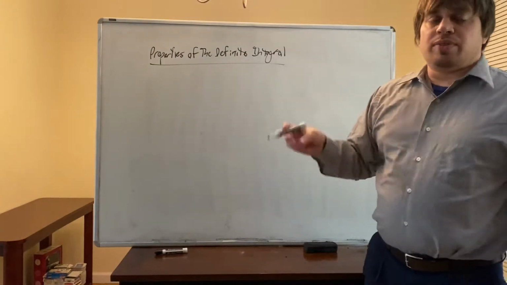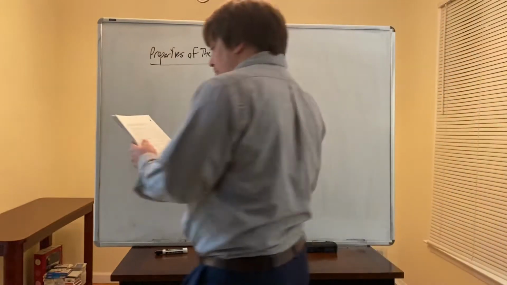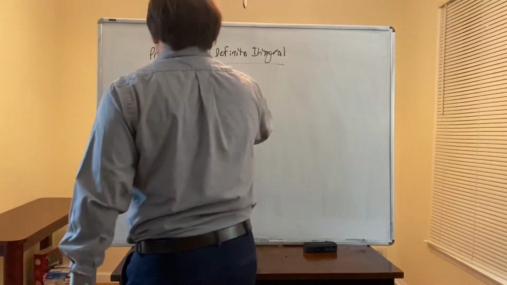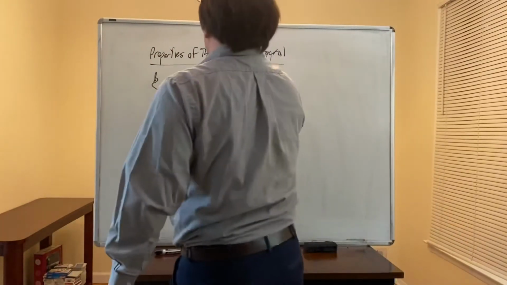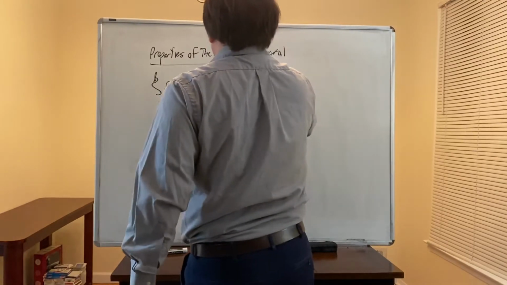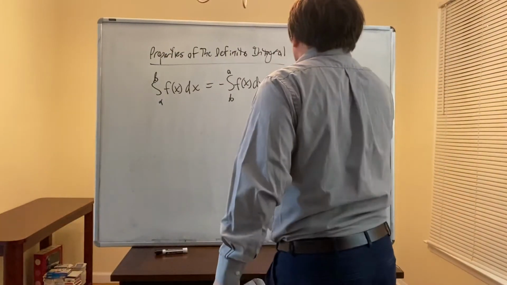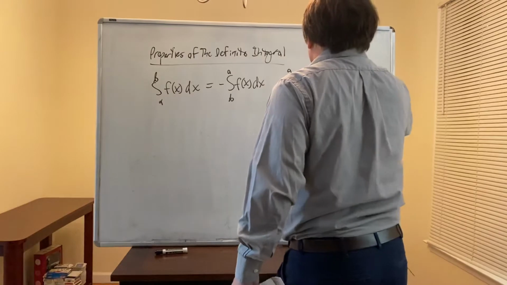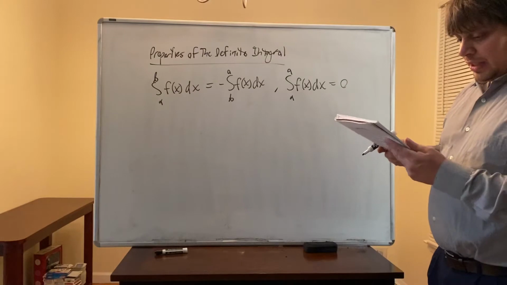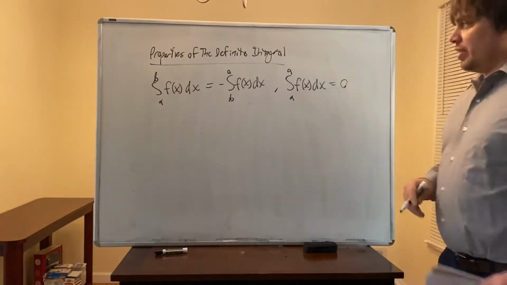So last time we talked about two different ways to calculate a definite integral, and this class now we're talking about properties. Okay, so one property is if you take the definite integral from a to b of f of x dx, that's equal to the negative of the definite integral from b to a of f of x dx. Also, the integral from a to a of f of x dx is 0. Okay? So those are two properties of the definite integral.